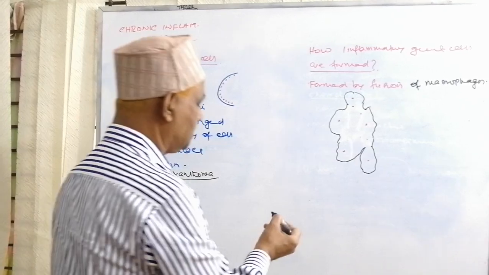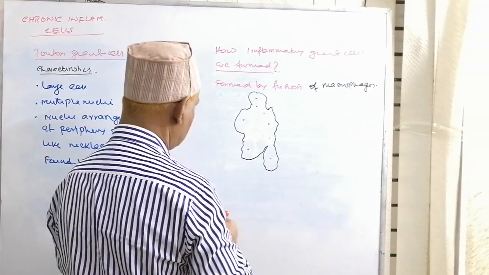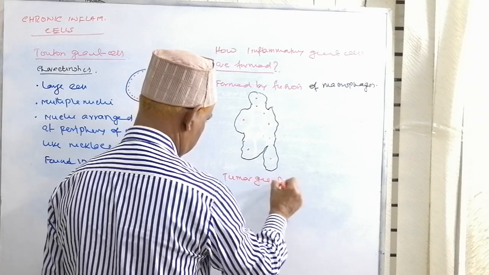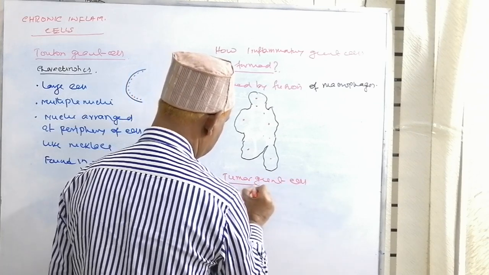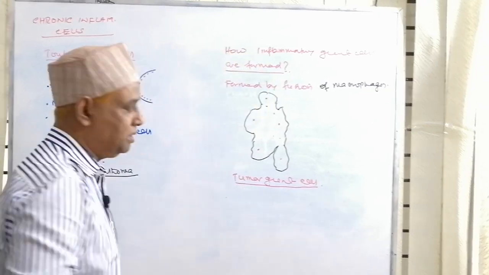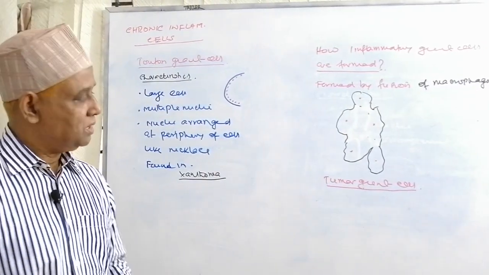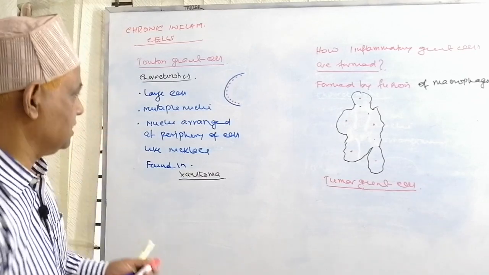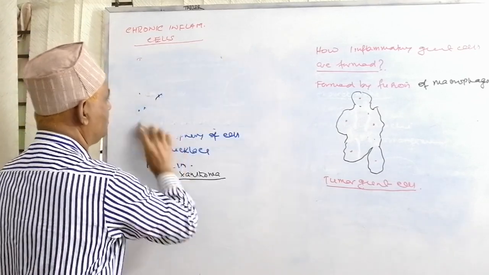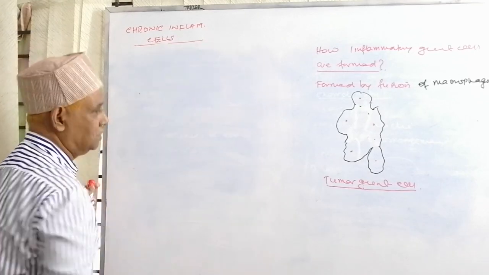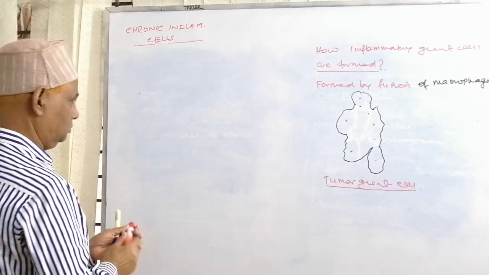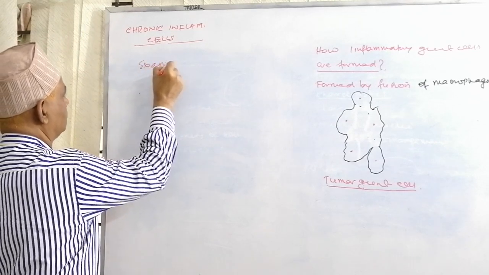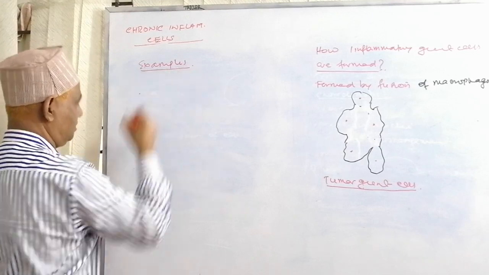Now come to tumor giant cell. This is the giant cell found in certain tumors. Giant cells found in many tumors are called tumor giant cells. Now come to some examples of tumor giant cell.